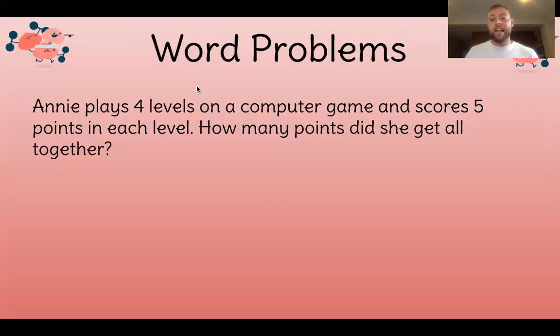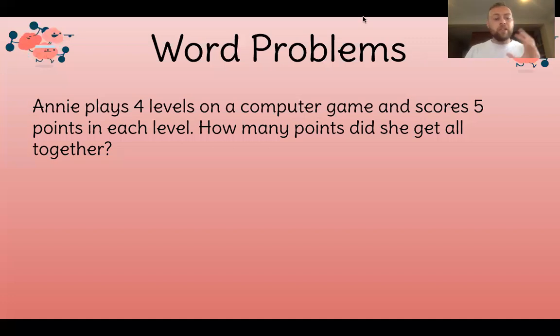Moving on to today's activity. Like I said, we're looking at tricky word problems, so we're going to work out how to solve them. Let's have a read of this one. It says, Annie plays 4 levels on a computer game and scores 5 points on each level. How many points did she get altogether? Pause right now. Have a go. Read the question again. What is the question asking you? Go.